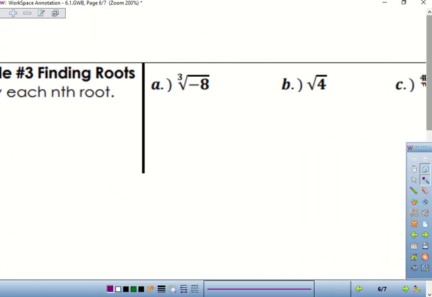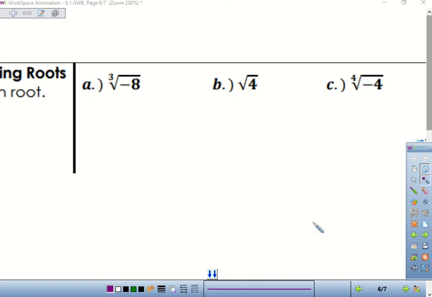Alright, so we're going to go ahead and simplify these. So right here, is the index even or odd? Odd. So we don't have to worry about that rule at all. What number could I multiply together 3 times to get negative 8?